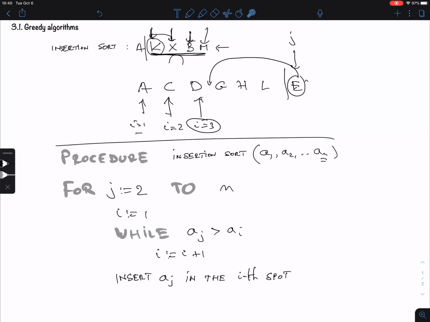But that's it. I'm done. Because if this loop is finished, that means that all the elements have been inserted into the front in the right spot. And so we can say, return. And what do we return? Well, A1, A2, ..., AN, because that will now be the list in increasing order. Okay. So this is not yet a greedy algorithm.